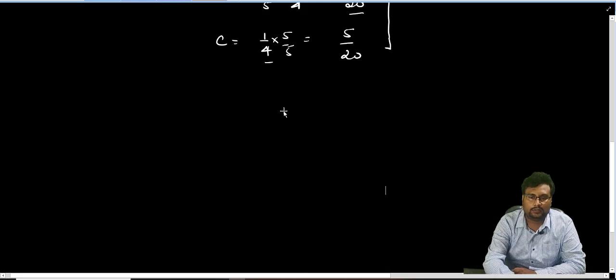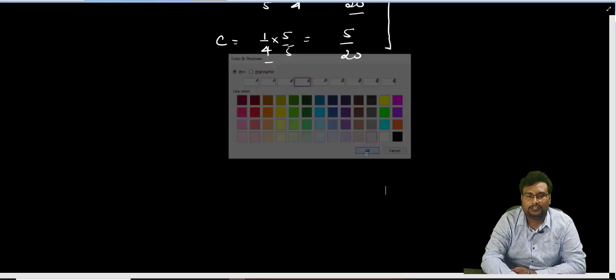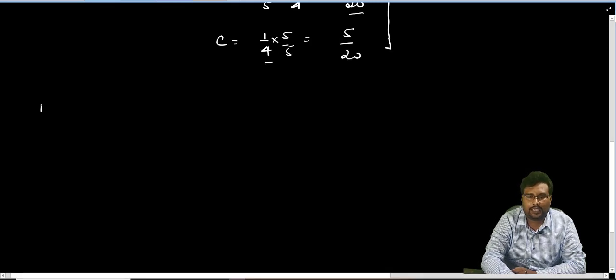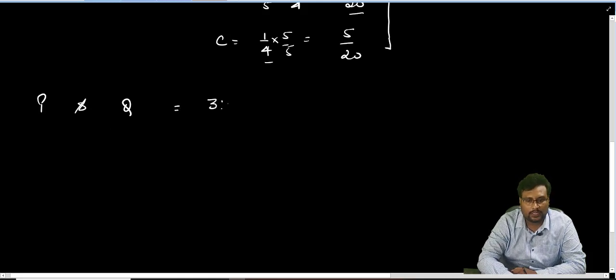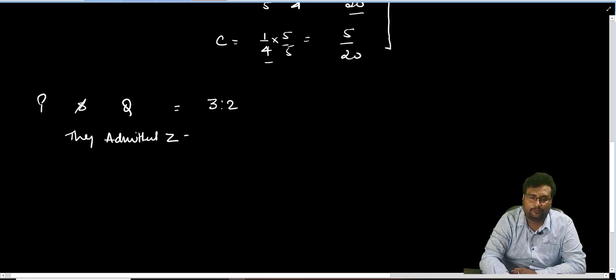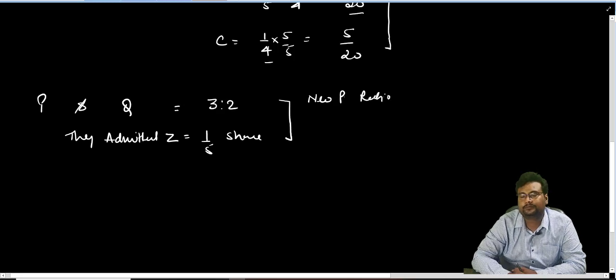Okay. Now suppose P and Q are partners in the ratio 3:2 and they admitted Z for 1/5 share. Now you calculate the new profit ratio. Chalo, fast.